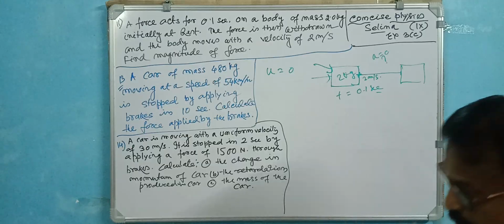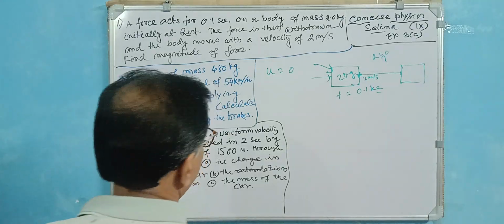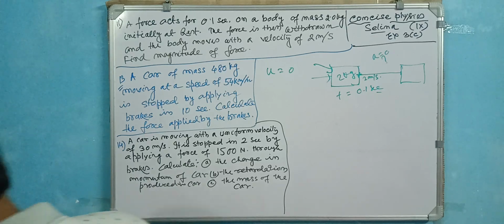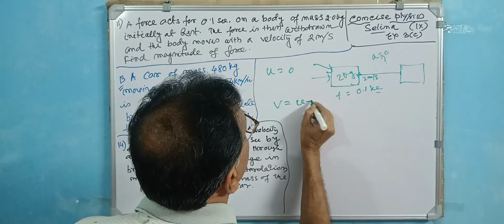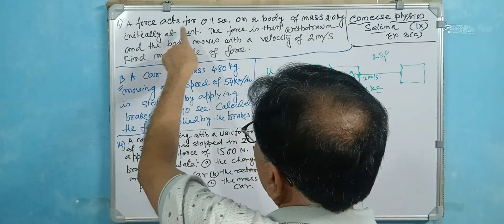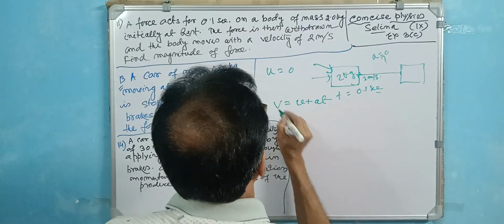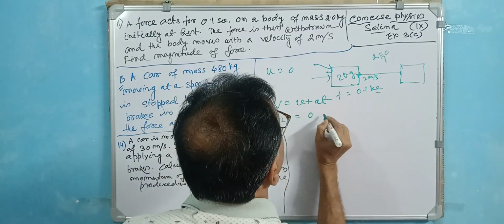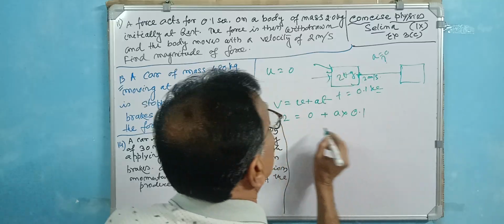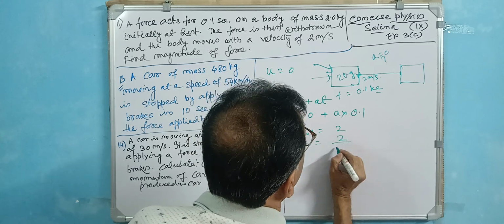Find the magnitude of the force. This is the sum. So now you know v is equal to u plus at. A force acts on a body of mass 2 kg, initially at rest. That means what is the final velocity? This is the final velocity, 2. u is 0, and you calculate a from here, and t is 0.1 second. So 0.1 a is 2, so a is equal to 2 by 0.1.